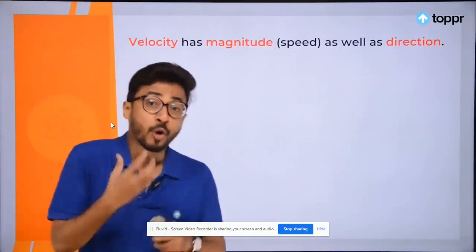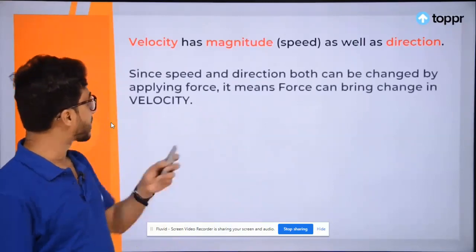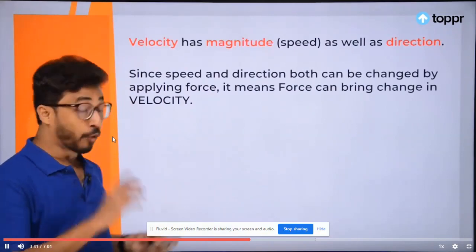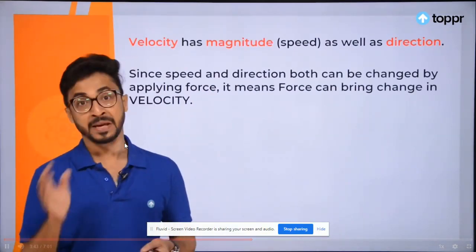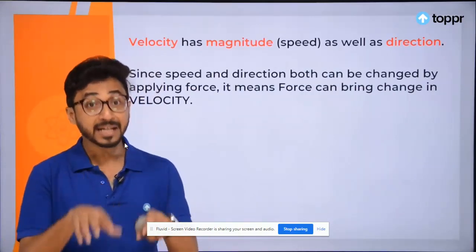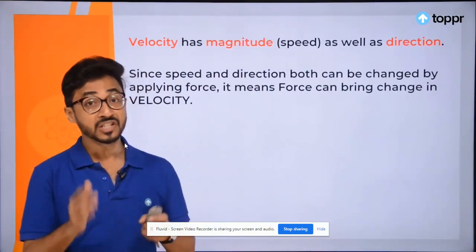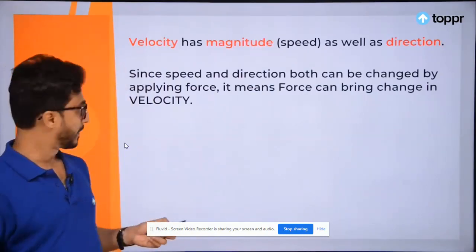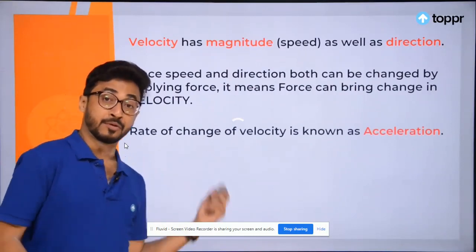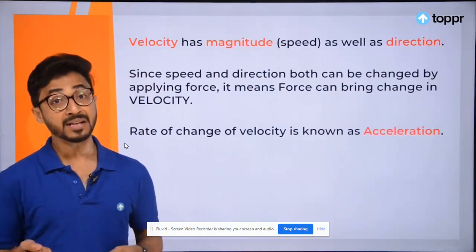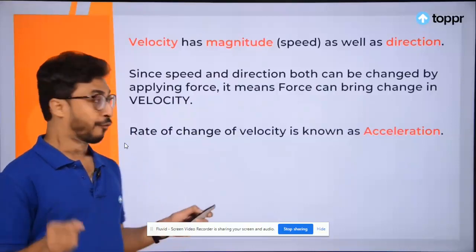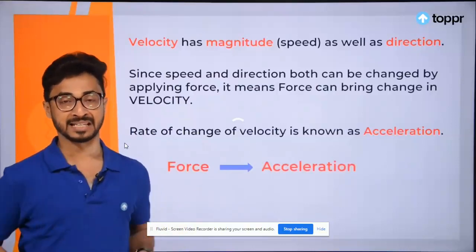Now, you have seen force can change speed as well as direction. So speed and direction both can be changed by applying force. Force can bring in change in velocity. Yes, the first two effects that we have studied just before can be clubbed together and said force can change the velocity of an object. And you have already studied the rate of change of velocity is nothing but acceleration. Yes? So, force can bring the change in acceleration.